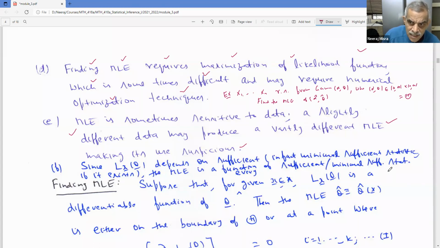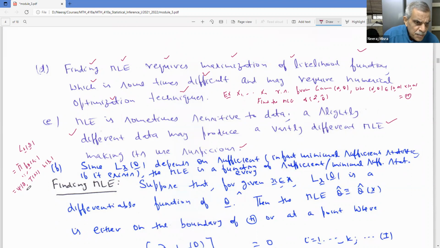Now, since Lx theta depends on sufficient, in fact, minimal sufficient statistic, the MLE is a function of a minimal sufficient statistic, because your likelihood function is what? It is product i equal to 1 to n f theta xi. And you know, if T is minimal sufficient statistic, by factorization theorem, this can be written as psi theta Tx into Hx, if T is minimal sufficient.